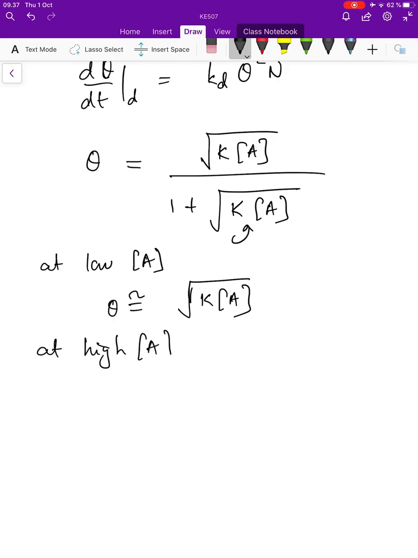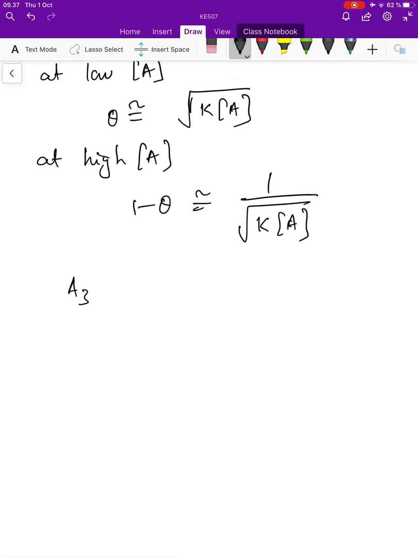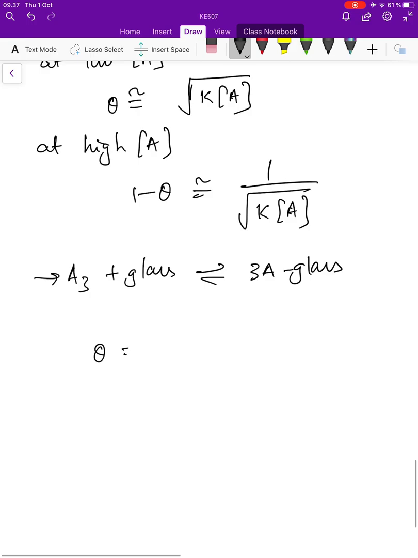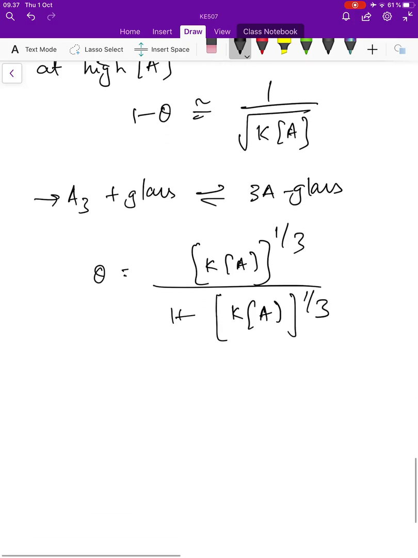And at high concentrations, 1 minus theta is approximately equal to 1 by the square root of K multiplied by A. So this is for a case where there is dissociation. Now instead of 2, if there were 3 available sites, then the equation will change accordingly. It will become theta equals K concentration of A, now to the power of 1 by 3 instead of 1 by 2. And this is also the Langmuir isotherm.